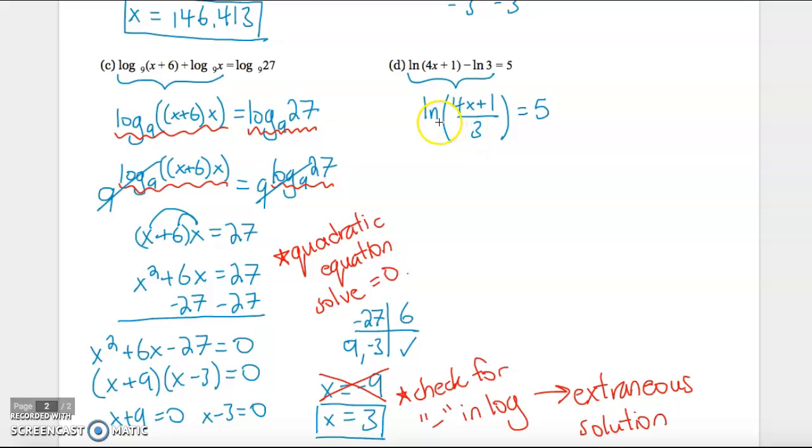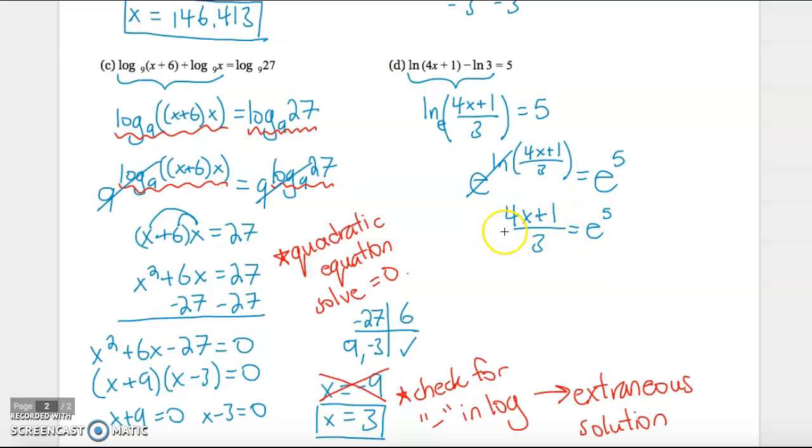And then now, what's the base of my natural log? Well, it's secretly an e, so I'm going to take that e and raise it to both sides of my equation. So e to the natural log of 4x plus 1 over 3, and then e to the 5th power. So on this side, my e and natural log cancel, and I'm left with 4x plus 1 over 3 equals e to the 5th. And so then I can just start solving for x.